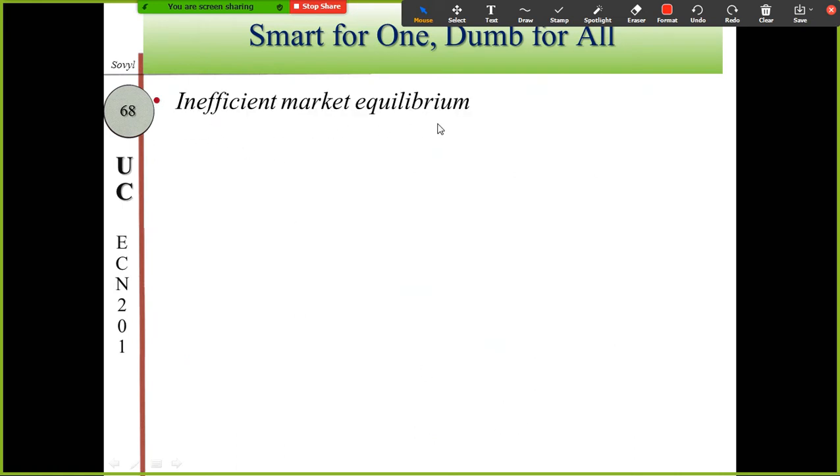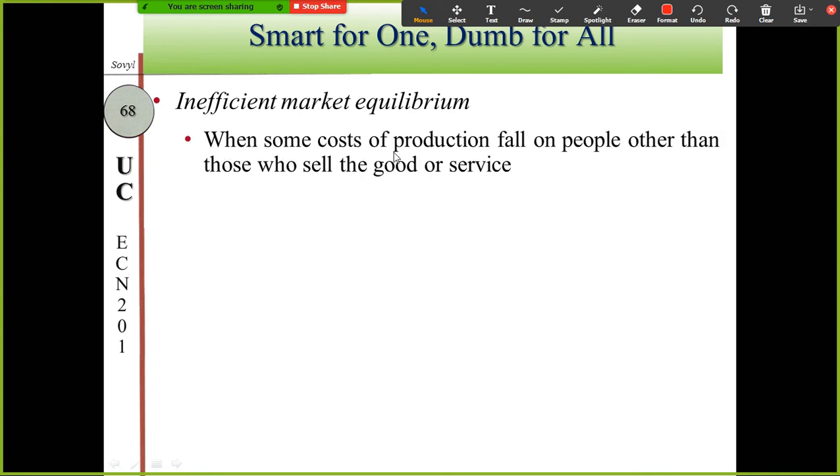How about an inefficient market equilibrium? It is inefficient when some costs of a product fall on, or are a burden to, people other than the ones who produce and supply. This is not efficient. For example, I'm producing goods, but most of the cost, maybe tax or other costs not of production, goes to someone else, not me. Sellers pay less cost, while the other cost goes to other people who are not sellers or producers. That's why this market is inefficient.